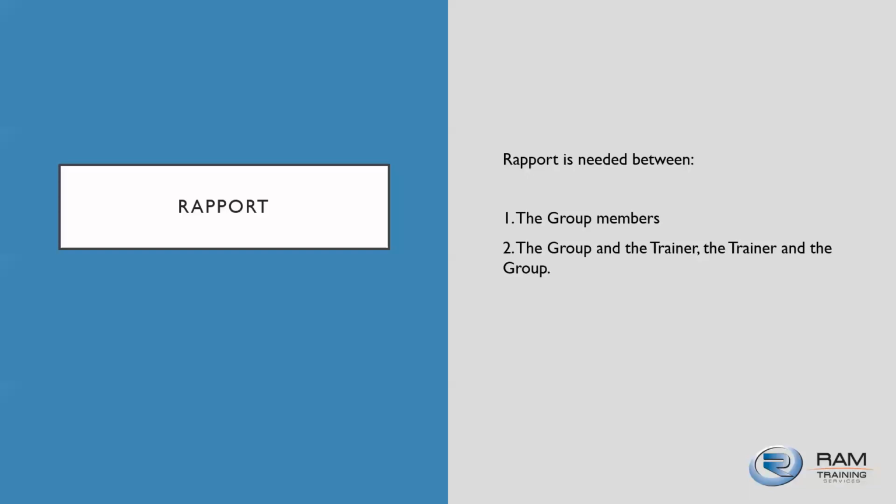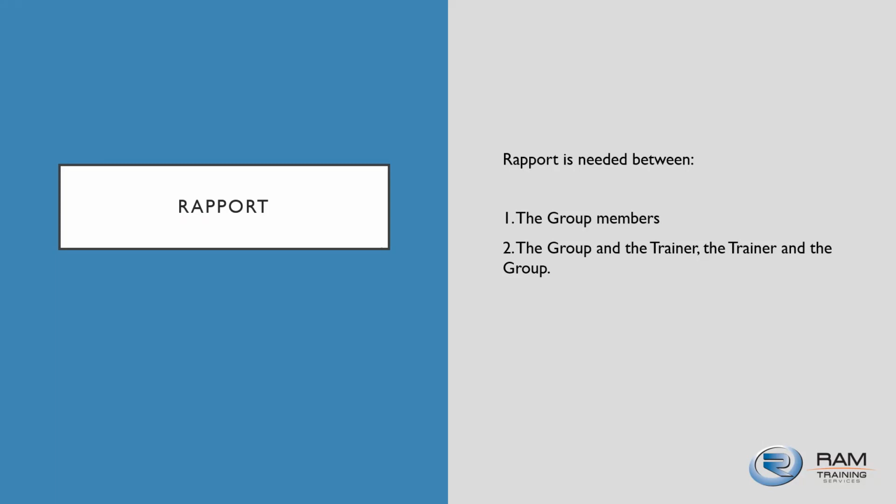So we've got rapport. Now, rapport is essentially needed between the group members and the participants, and it's also needed between the group and the trainer, and the trainer and the group. That might sound a little bit obvious and self-evident, but we need to appreciate that unless we actually put our attention and focus towards these things and do it strategically, we occasionally can be creating problems that we're not even aware that we're creating. All right. So let's first address rapport between the group members.